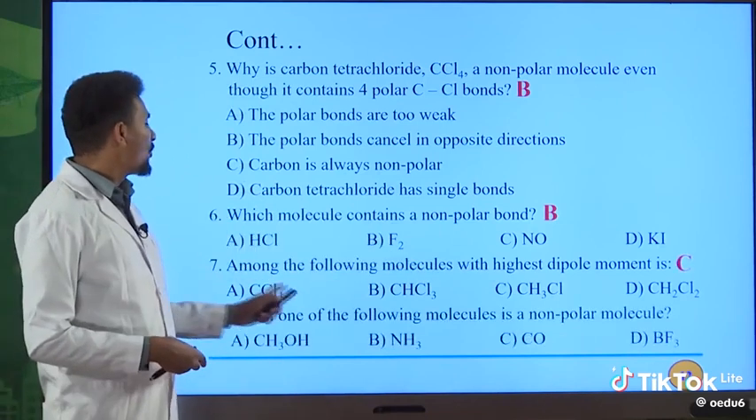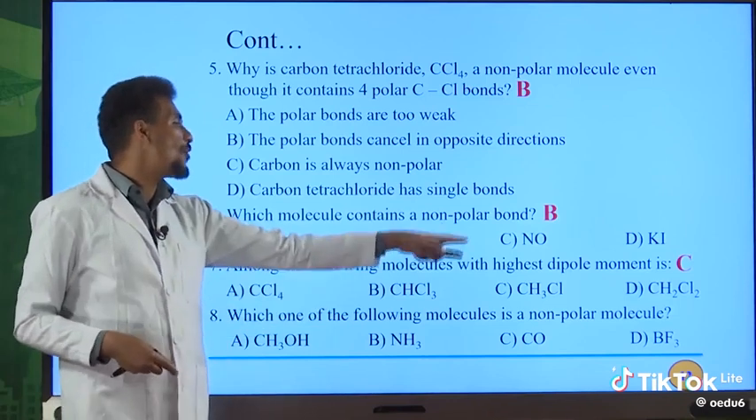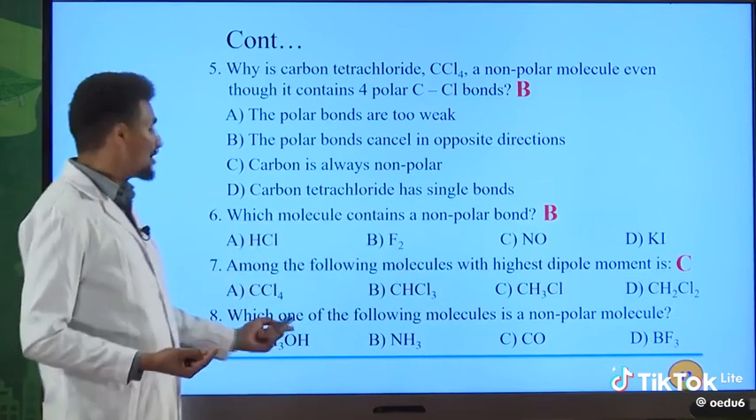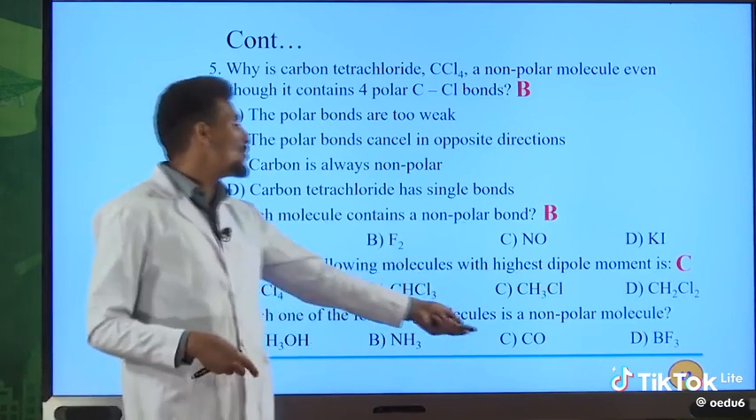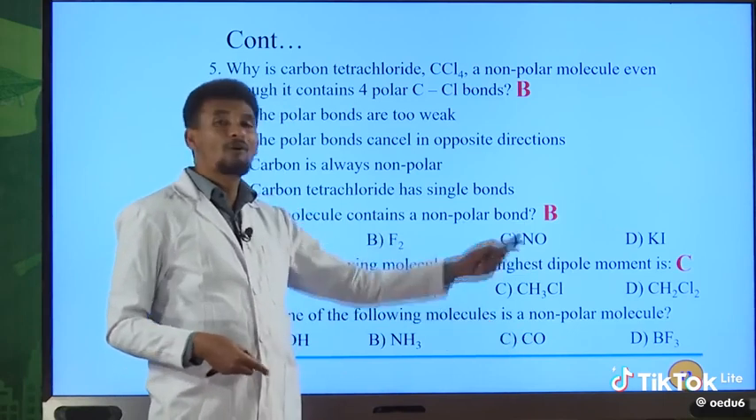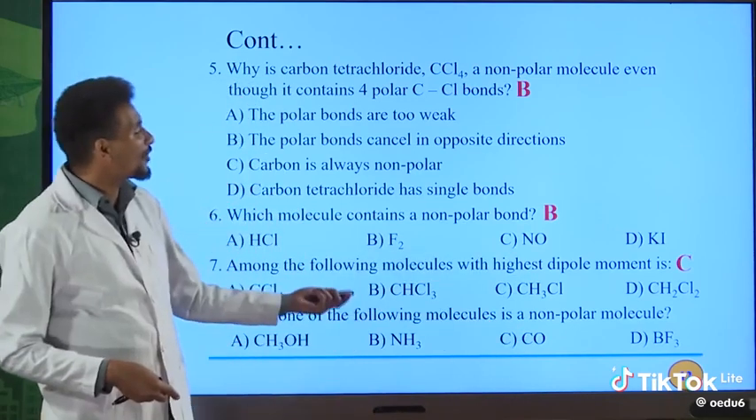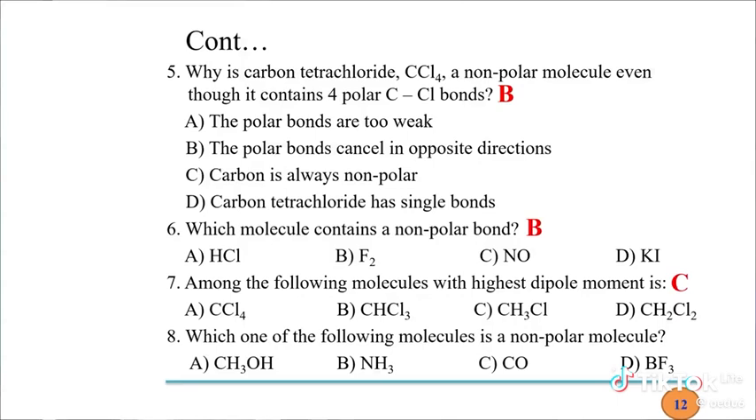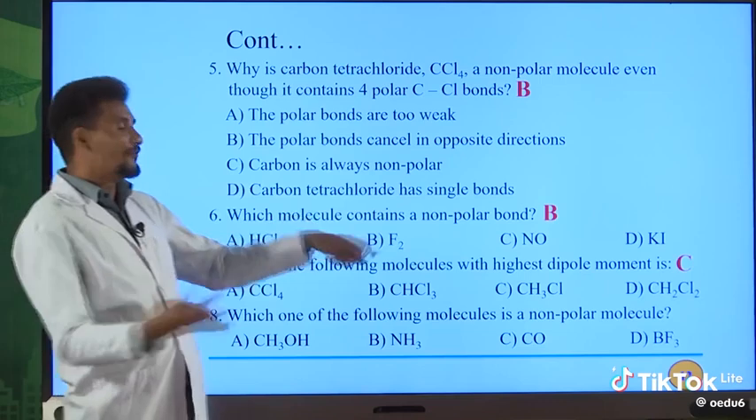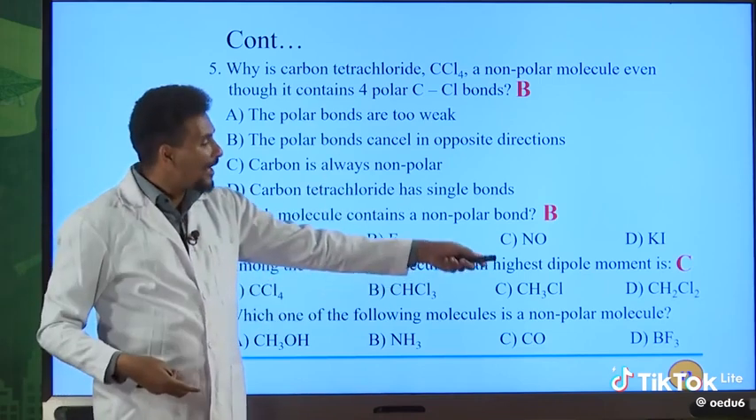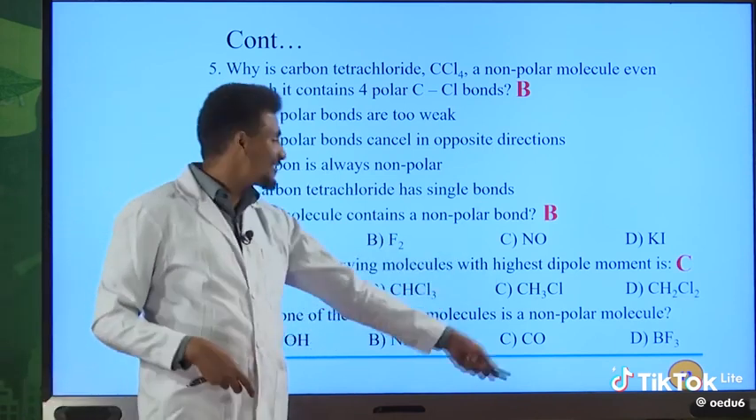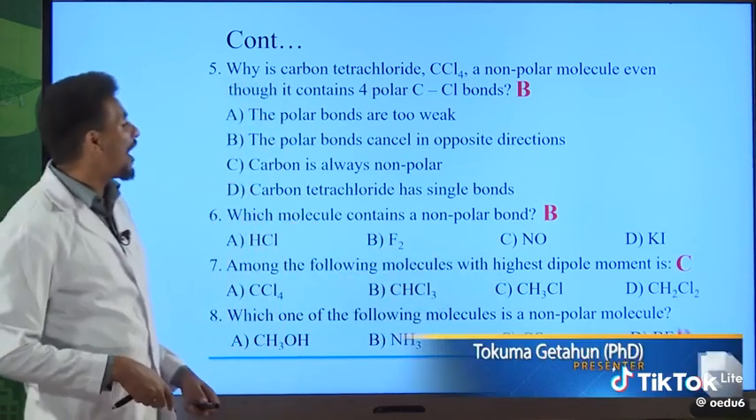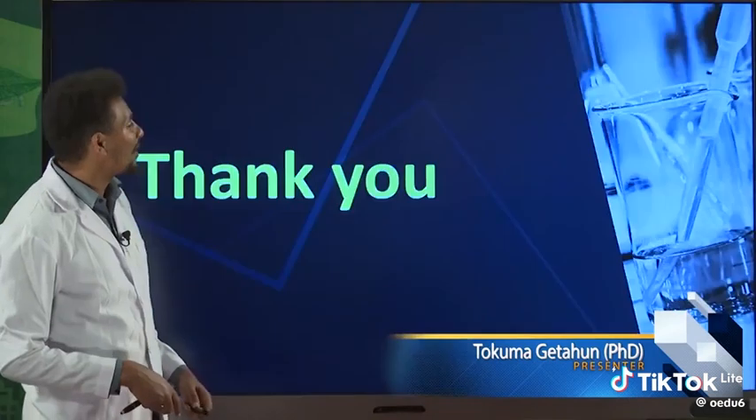Question number 8. Which one of the following molecules is a non-polar molecule? This is a polar molecule. Ammonia is also a polar molecule. Carbon monoxide is also a polar molecule. But boron trifluoride is a non-polar molecule because the shape of boron trifluoride is trigonal planar. So the vectors cancel out each other and the dipole moment of this molecule is equal to 0. Because of this reason, it is a non-polar molecule. So D is the correct answer.